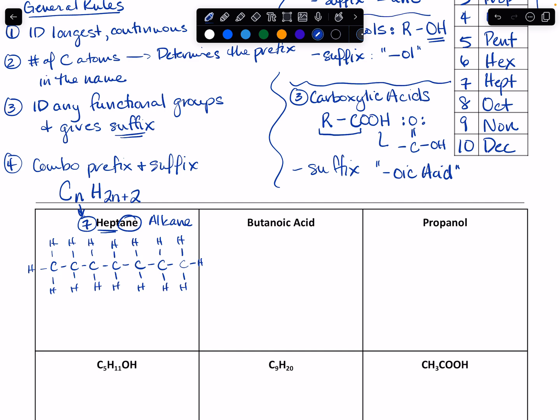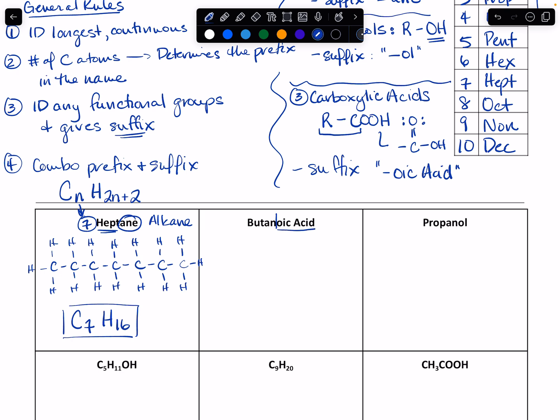So for this particular situation, I would have C7, and then H, 2 times 7 is 14, plus 2 is 16. And if I count 1, 2, 3, 4, 5, 6, 7, 8, 9, 10, 11, 12, 13, 14, 15, 16 hydrogens showing in my structure. So that is the correct way to write the formula for heptane. Okay? Now we're going to move on to our next one.